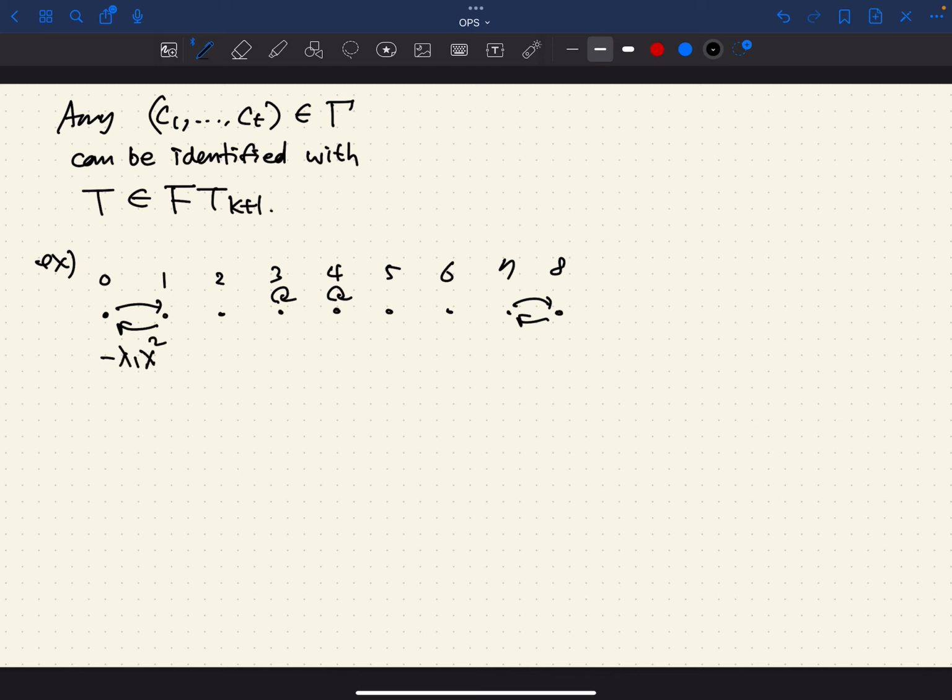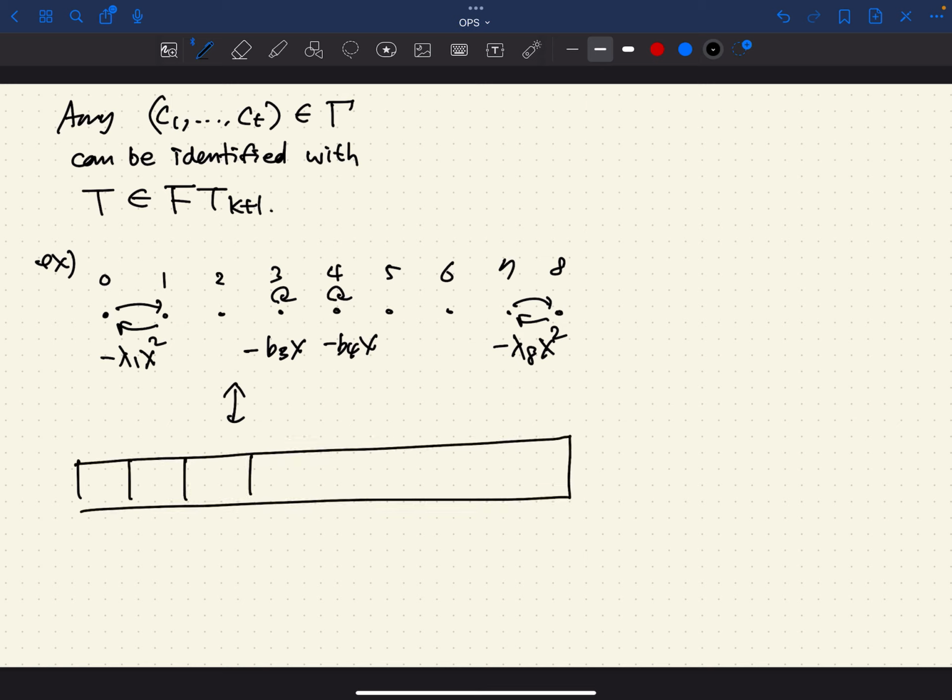And this has weight b0, b3x, but minus, so it's like that. And this has weight minus b4x. This has weight minus lambda 8 x squared. But this can be identified with this Favard tiling.